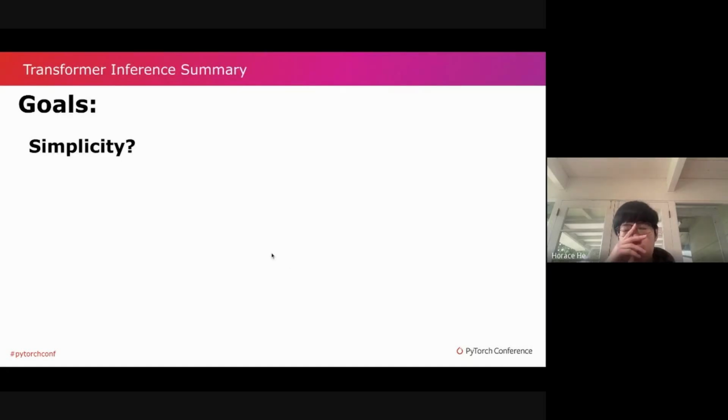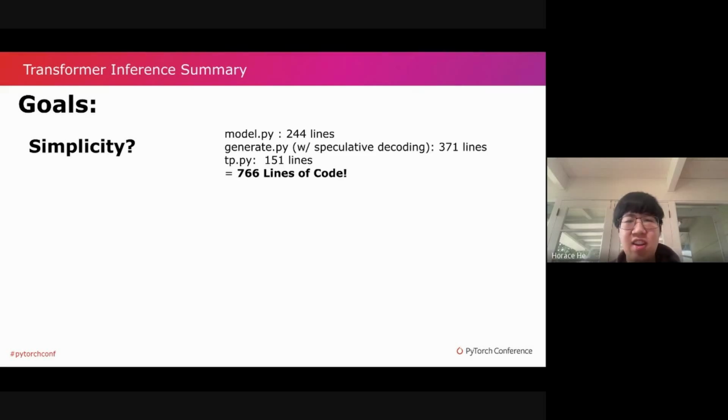Let's take a look at the summary of our goals here. For simplicity, it takes about 244 lines to implement the model. It takes about 371 lines to implement generation, along with speculative decoding, and then about 150 lines of Python to implement tensor parallelism. This is a total of about 766 lines of code for all the features we talked about previously: quantization, Torch Compile, static KV cache, speculative decoding, and tensor parallelism.